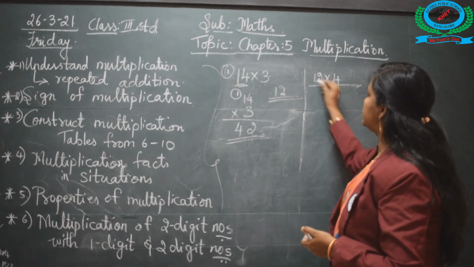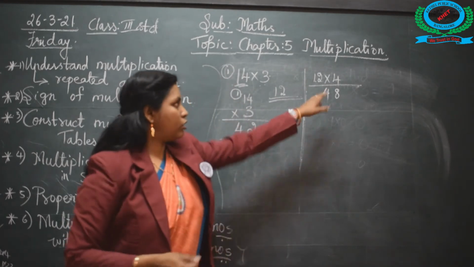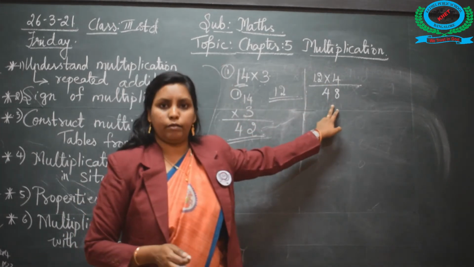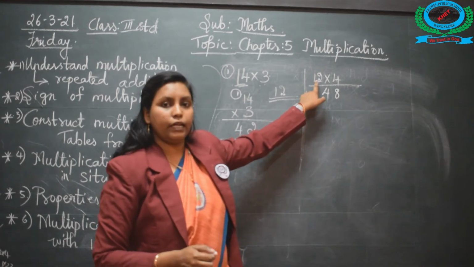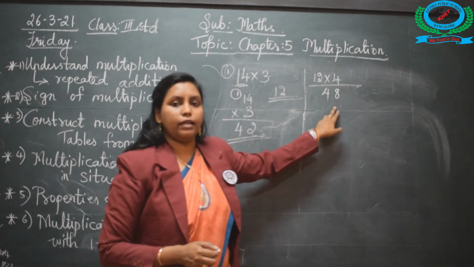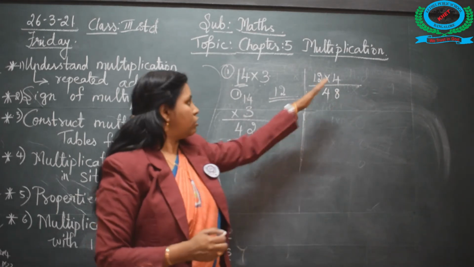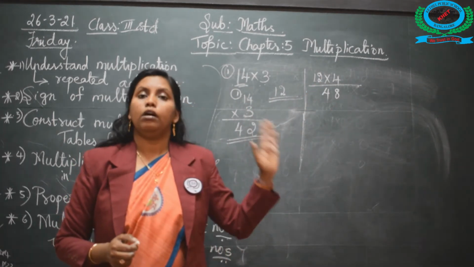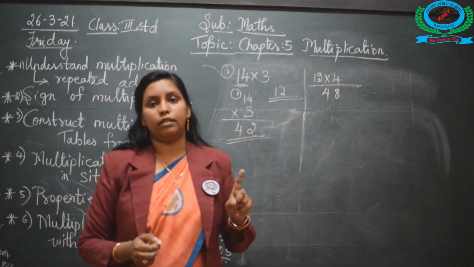Then again 4 ones are 4. That is also a single digit number. So the answer is 48. Okay, the product is 48. This is the multiplicand, this is the multiplier, and the end result is called the product. Okay children, so this was with respect to multiplication of 2-digit numbers with a 1-digit number.